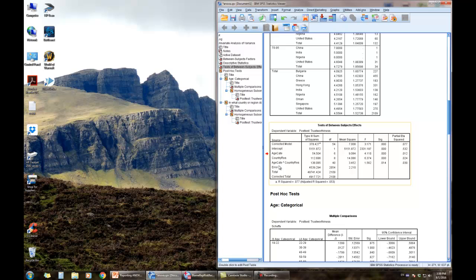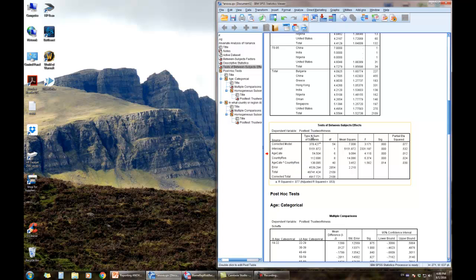In ANOVA, if you have a single variable, you would just see the corrected model, the intercept, and your variable name, the short version of it. Here, because we have 2 variables that we're considering, we have each of the variables listed individually, the age and the country, but then we also have this one, an interaction. It's asking, does age and country together influence our dependent variable?